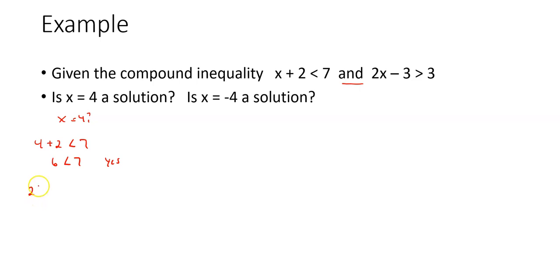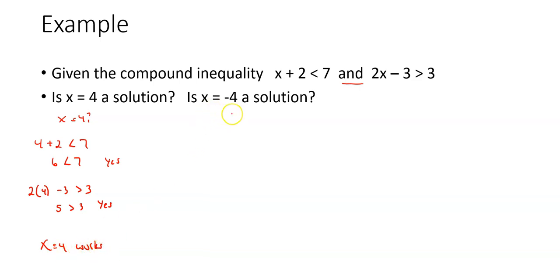2x minus 3. So 2 times 4 minus 3. Is that greater than 3? Well, 2 times 4 is 8. Minus 3 is 5. So yes, in order to satisfy it, it has to satisfy both. So x equals 4 works.